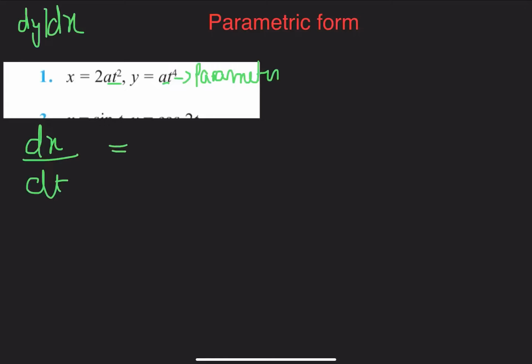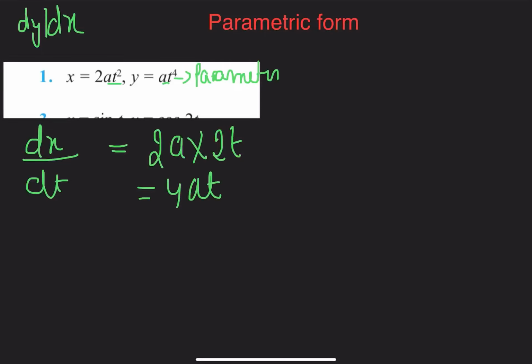Now what is dx by dt? 2 is a constant, so keep 2 as it is. a is also a constant, keep a as it is. And t square means 2t, as differentiation of x to the power n is n x to the power n minus 1. So this will be into 2t. So this turns out to be 4at as your dx by dt.